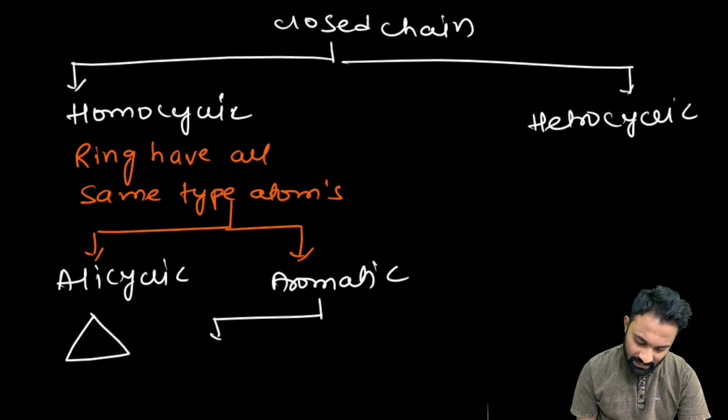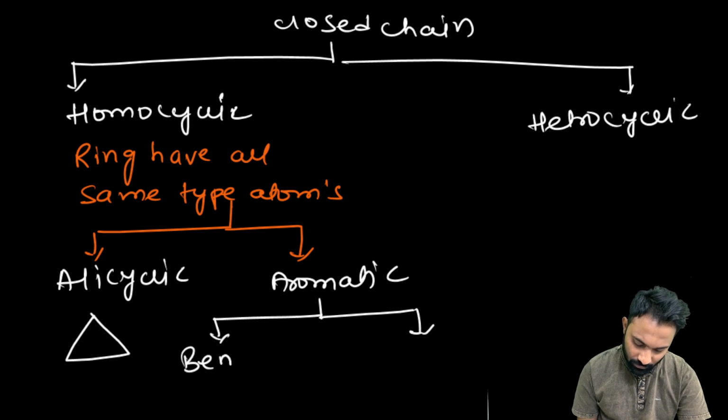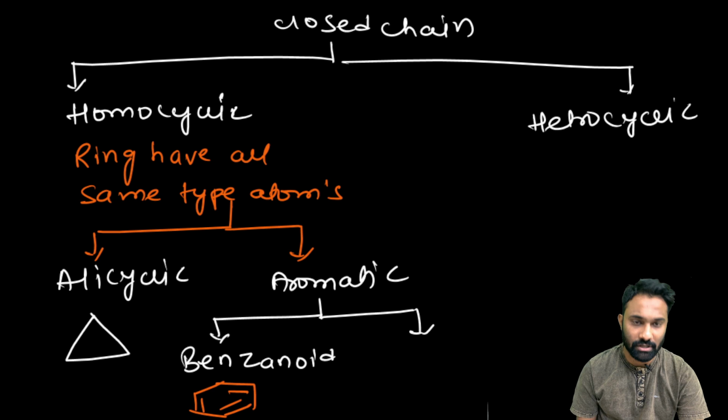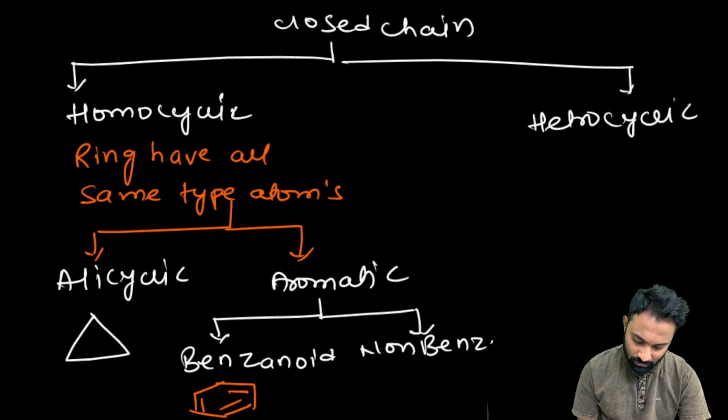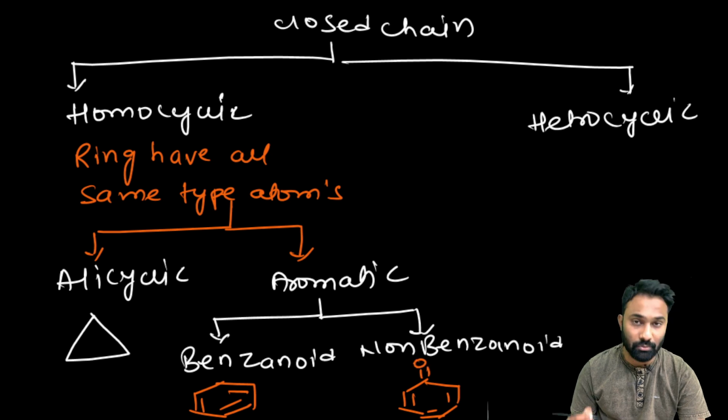Again this aromatic is classified into two types. One is benzenoid. A well-known example for you is benzene. And the next one is non-benzenoid. This is a non-benzenoid example. Clear?